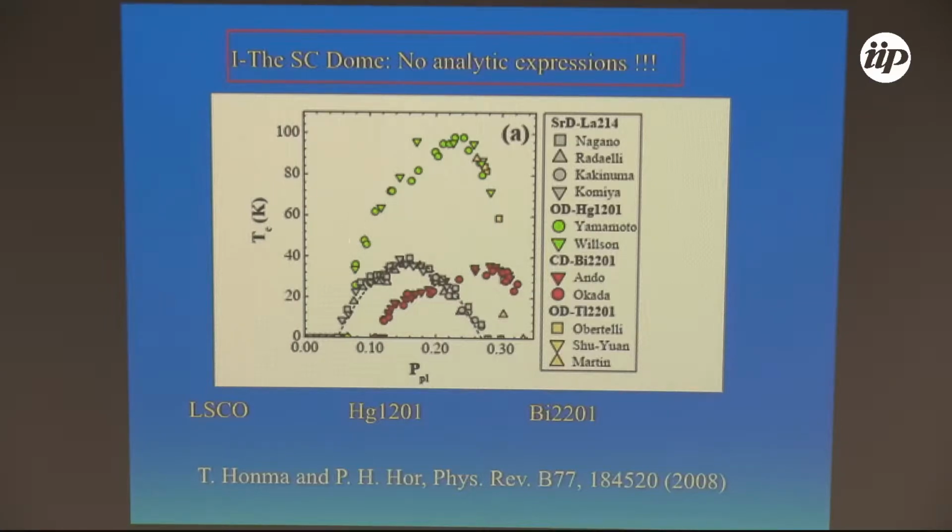We have experimental data, but there is no theory providing analytic expressions for the critical temperature as a function of doping. So here we have LSCO, the mercury 1201, and the bismuth material.